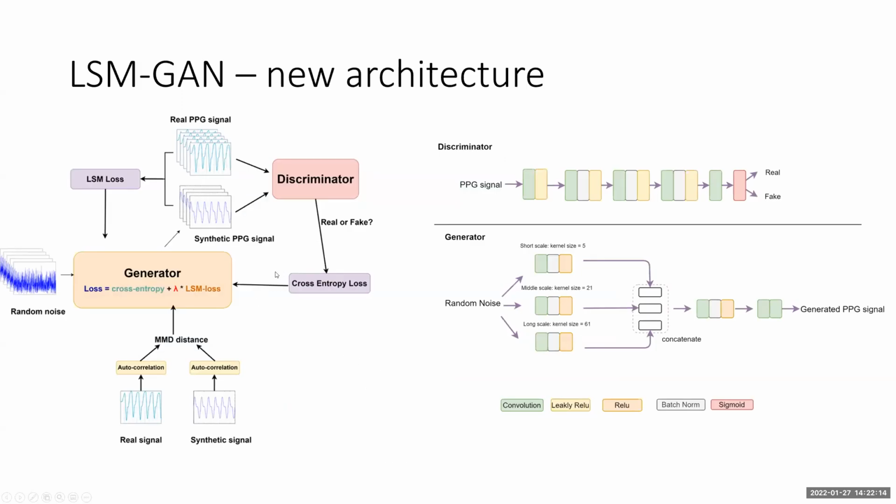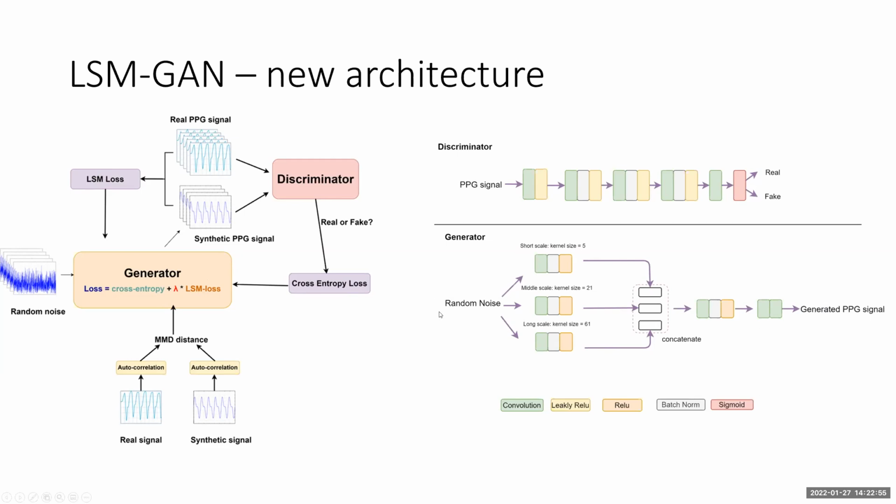On the left side is the overall workflow of our GAN. We have two innovations. The first is that we introduce frequency domain information into the loss function. We call it LSM loss, which we will introduce later. The second innovation is that we design a new generator, which generates a PPG signal with the same length as the input noise. In the conventional design, the length of the random noise is just 100.